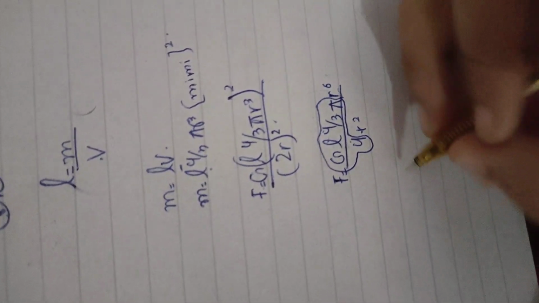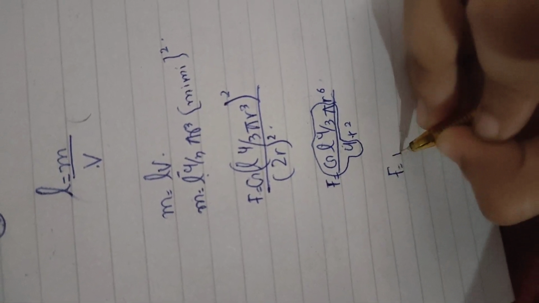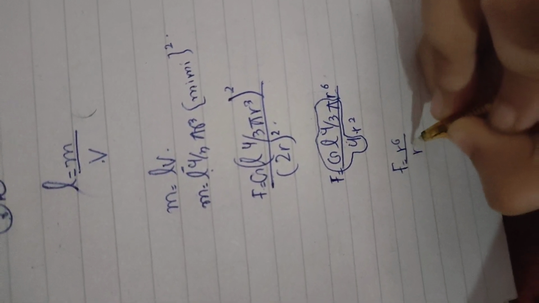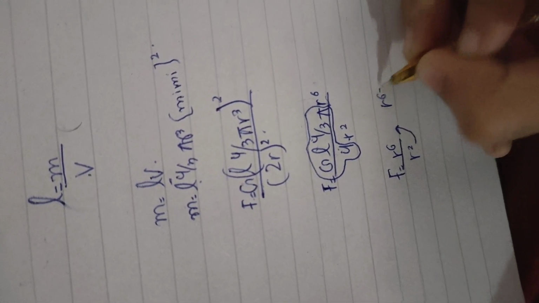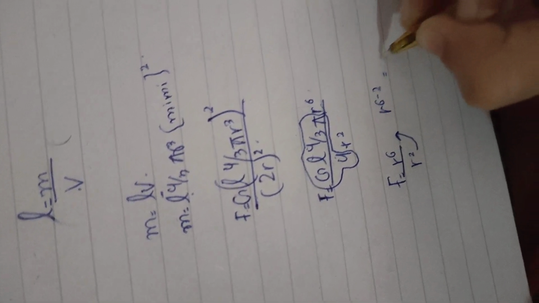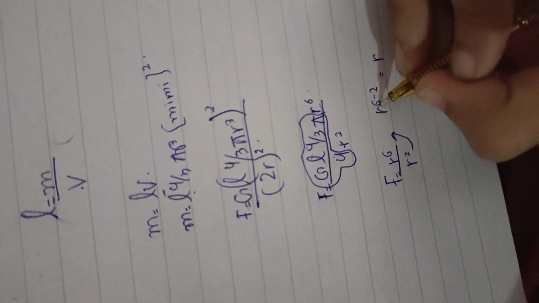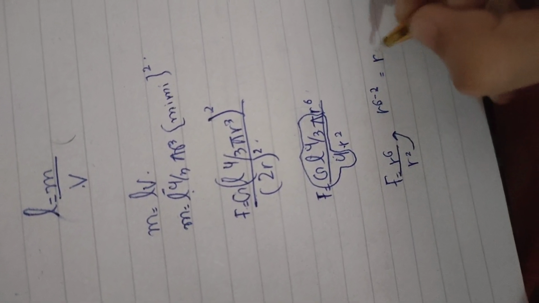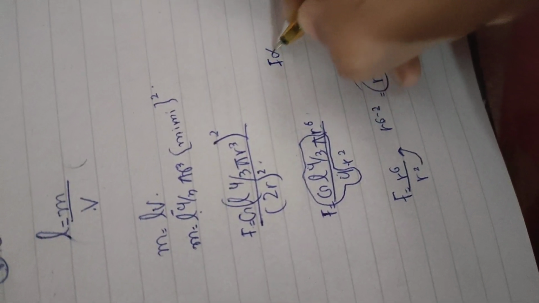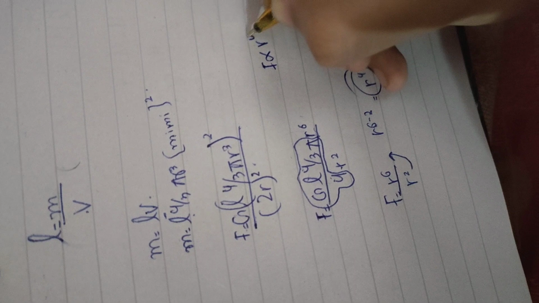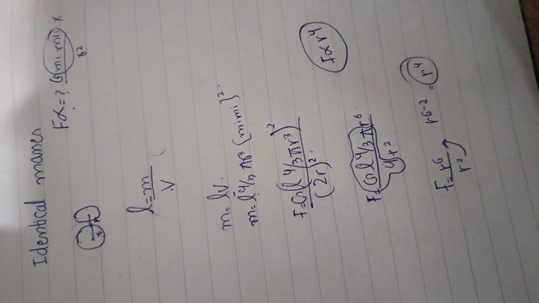So now what is remaining? R to the power 6 upon R to the power 2. When it goes up, it will be R minus 2, and we have R. If you subtract, 6 minus 2 would be 4. So force would be directly proportional to R to the power 4. This would be the correct answer, right?